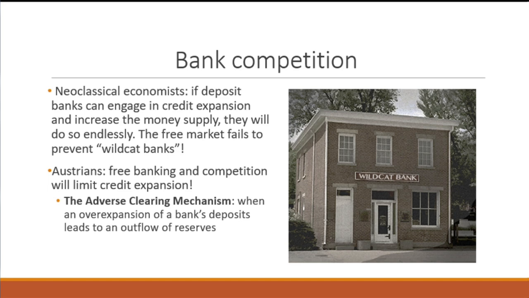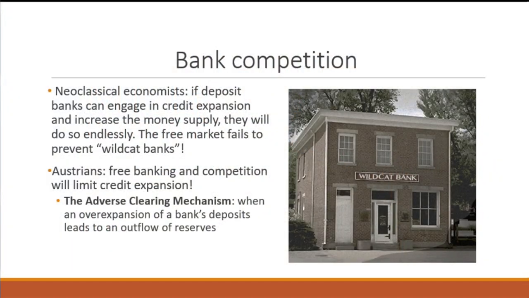Austrians respond that free banking and competition are going to limit credit expansion. The instances of wildcat banking were drastically overblown, and the problems caused during this period were caused by government intervention. That's a story for another time. But anyway, most economists don't know that. Why will free banking limit credit expansion? Well, you're going to have what's known as the adverse clearing mechanism.